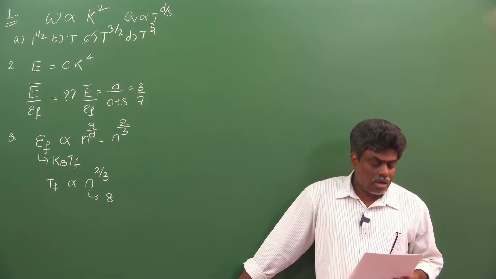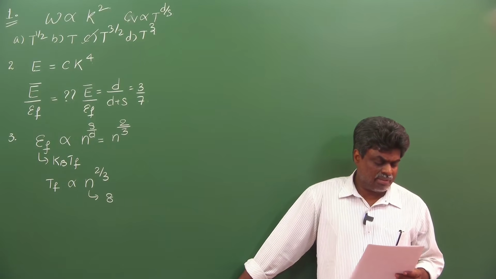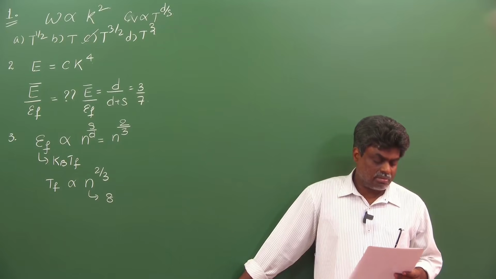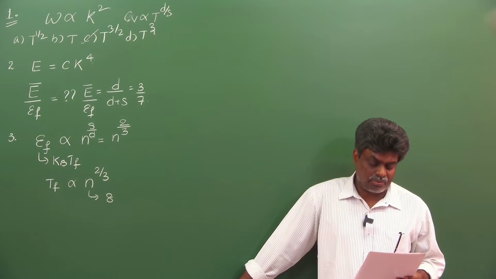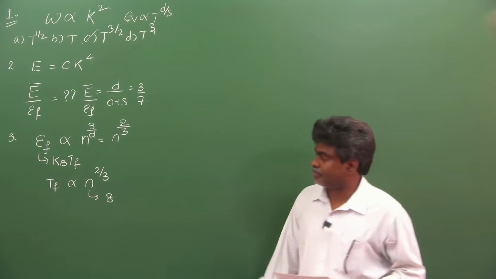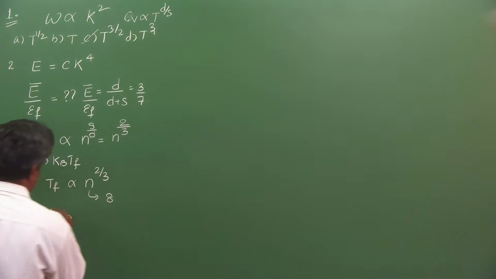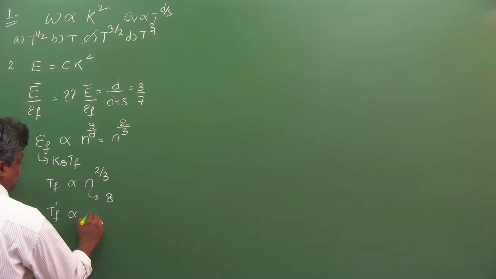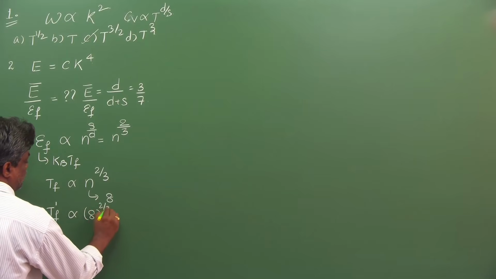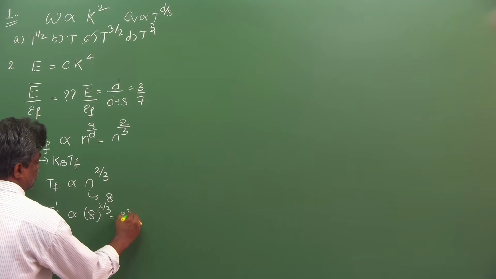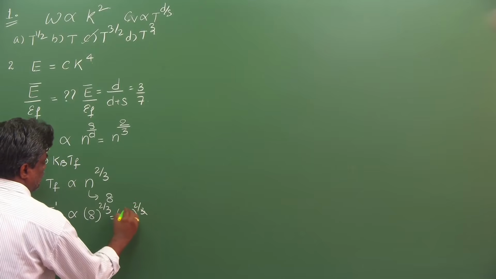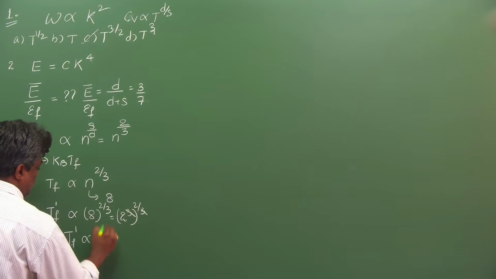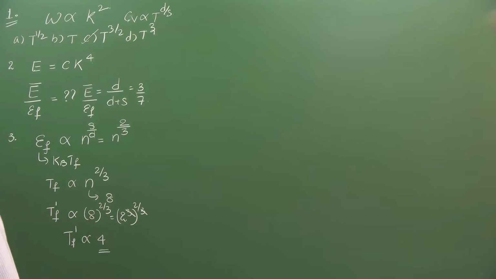Options given. This is December 2011. Increased by a factor of 4. Increased by a factor of 8. Decreased by a factor of 4. Decreased by a factor of 8. TF prime is proportional to 8 power 2 by 3, which is equal to 2 cube power 2 by 3. The 3 gets cancelled. Finally, the new Fermi temperature becomes how many times?